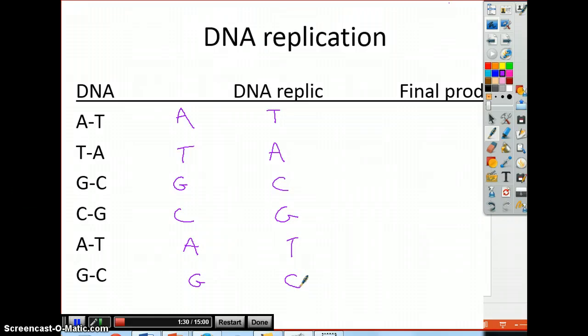So now that it's split, each side can get its new segment. So we would have something like this. I'll do each side individually.